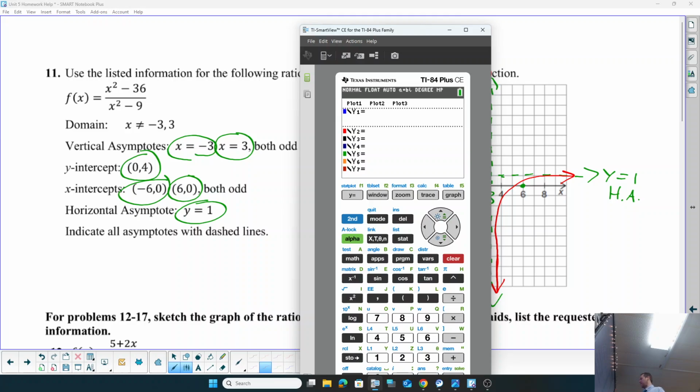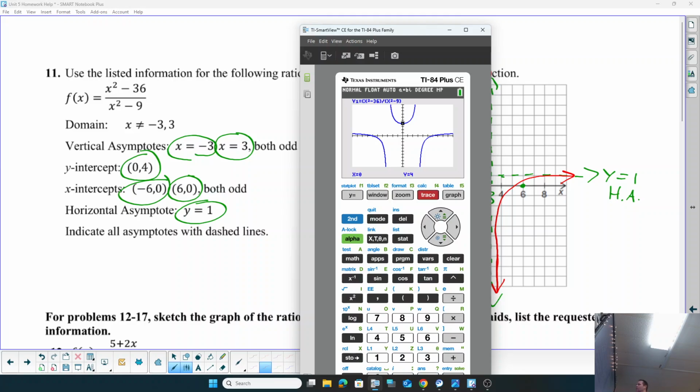And so you can type that in. Make sure to use lots of parentheses, okay? So x squared minus 36, close parenthesis, divided by x squared minus 9. And then graph it. Zoom out. Well, there's our graph, with a vertical asymptote at -3 and +3, good.